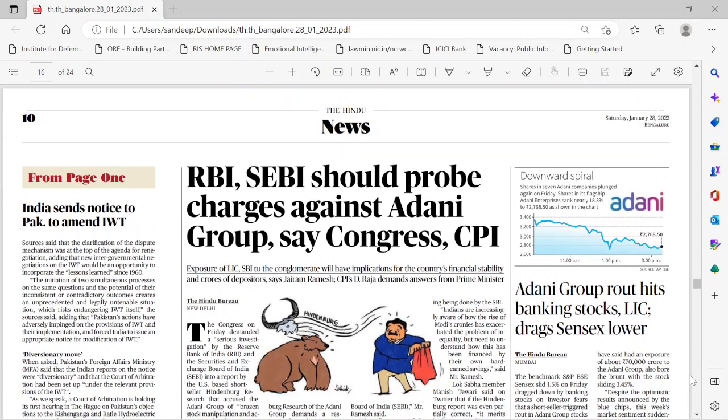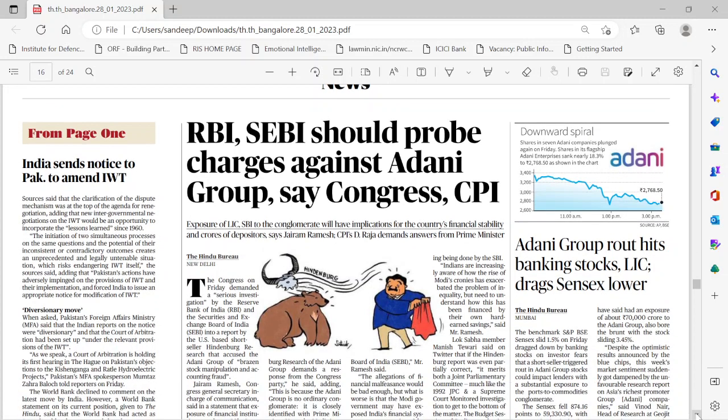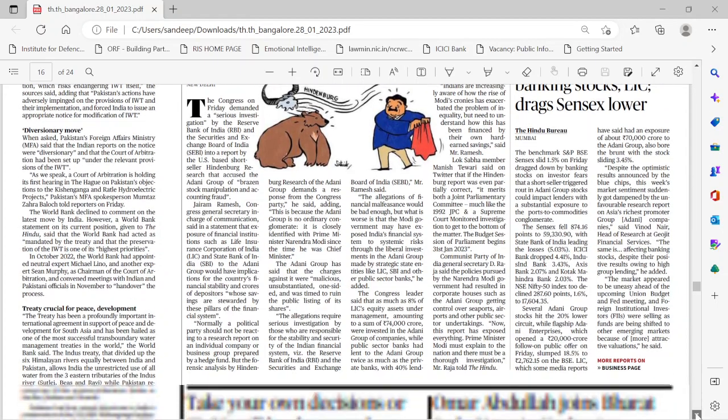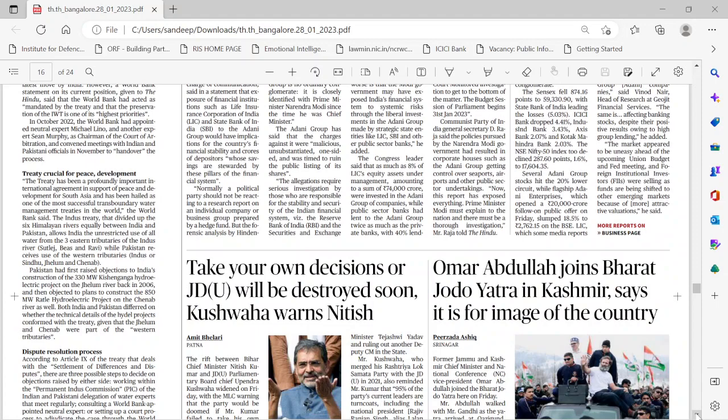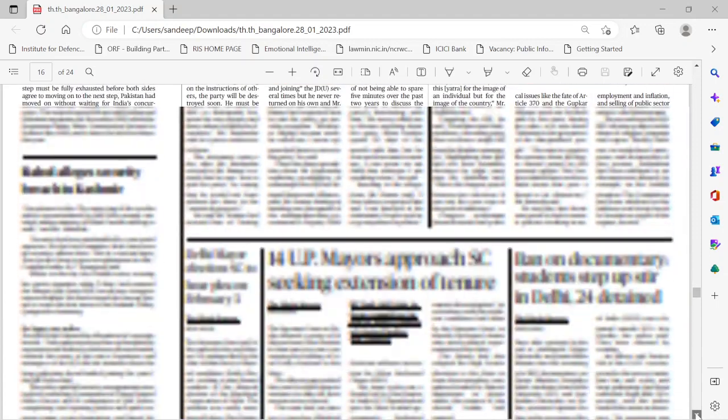Yeah, guys, RBI and SEBI should probe charges against Adani. That's a good thing, guys. Whoever it is, whenever there is any doubt, because it is LIC, SBI, these are the banks which are investing. So definitely we should look into these aspects clearly, guys. Right? Or else what will happen? The entire economy collapses.